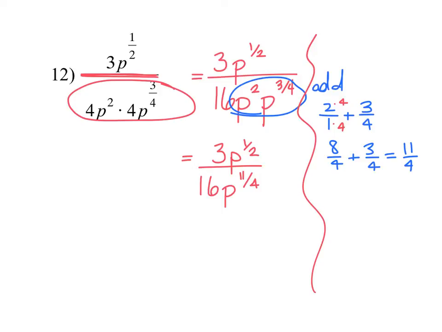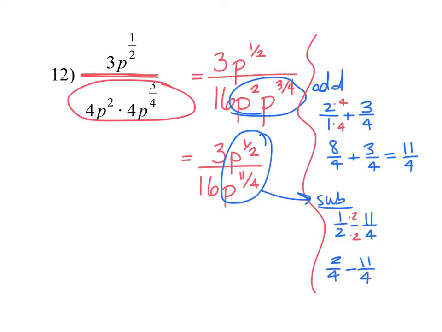All right, now I've got a division problem going on. Division means I need to subtract. So I'm going to do 1/2 minus 11 over 4. Here I need like denominators again, so I'm going to fix that. That gives me 2 over 4 minus 11 over 4, which is negative 9 over 4.